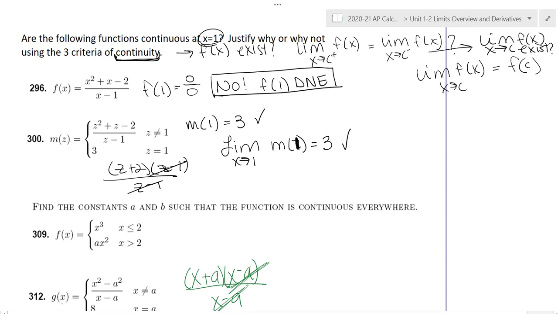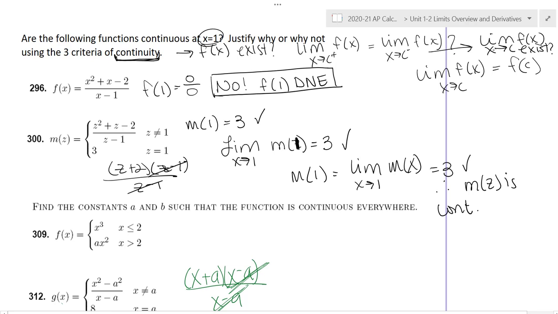Now the last thing here is I'm going to say, all right, are both of these things equal? And if both of those things are equal, then it is continuous and it meets the 3 criteria of continuity. We're going to summarize this by saying m of 1 equals the limit as x approaches 1 of m of x. These are both the same thing, and these all equal 3. So therefore, m of z is continuous at z equals 1.